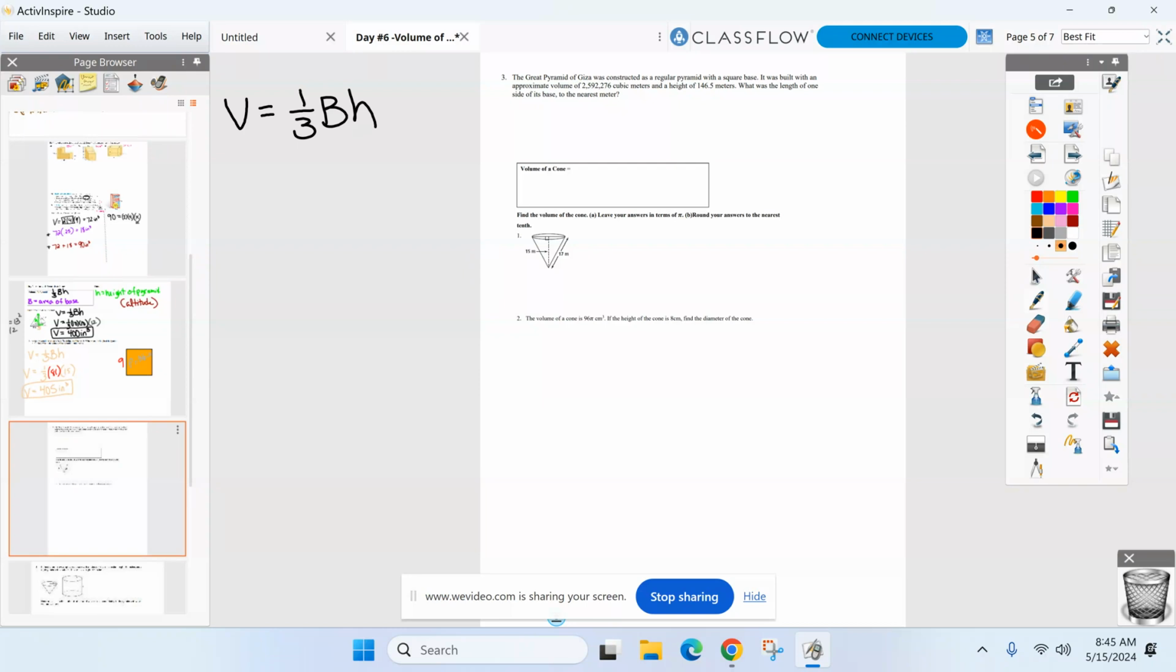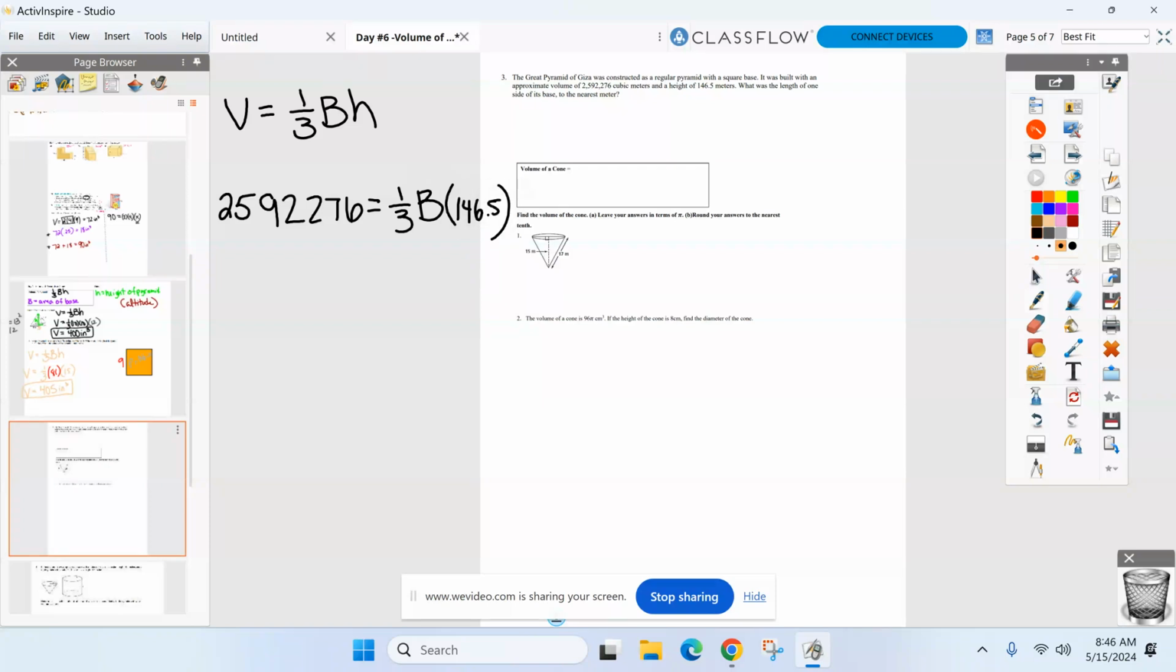You know the volume. Substitute it in for V. Be careful when you write this. We had a couple students in my first period class add a couple 7s at the end, and it threw off their answer. User error. All right, volume equals 1/3. I'm going to have you solve for B. That won't be my answer when we know H is 146.5.